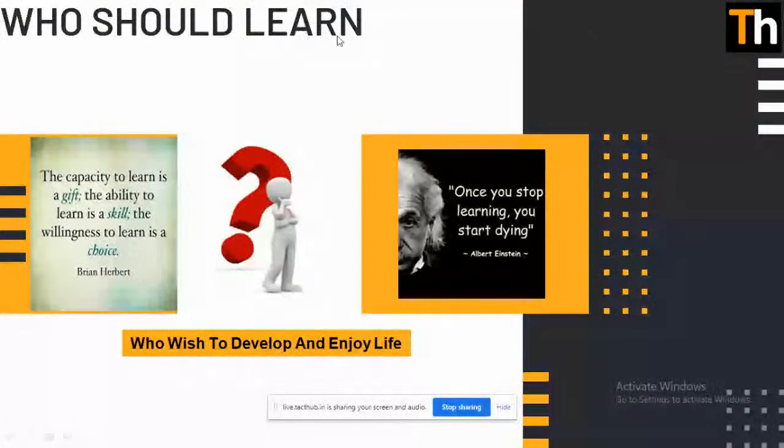So who should learn? Who wish to develop and enjoy life. I'm once again saying, if you are not enjoying life, it's just a morning and evening, having a fingerprint when you enter the campus of your company, and just waiting until it is 5 or 6, when you come out with once again a finger mark. If you are not enjoying what you have learned, forget it.